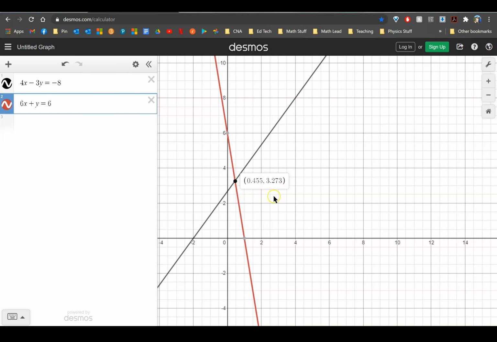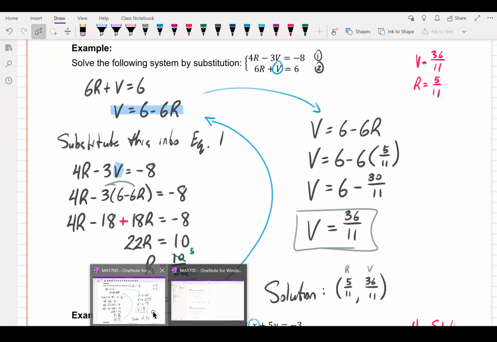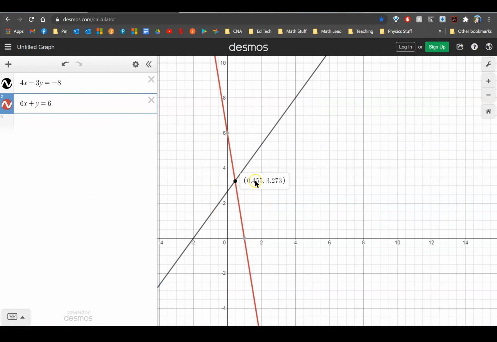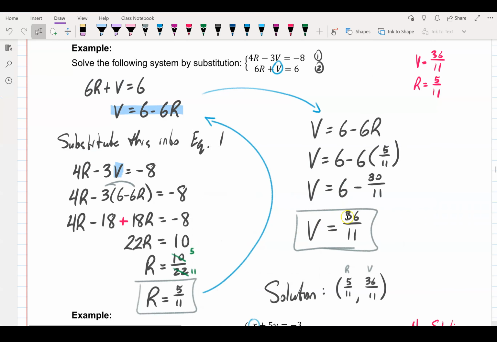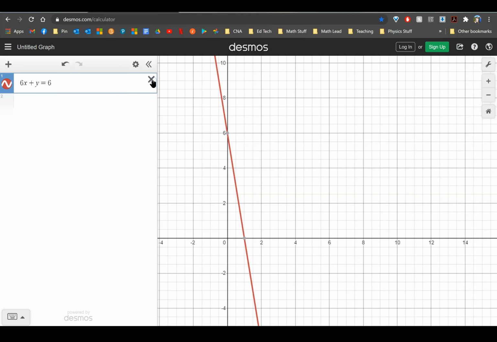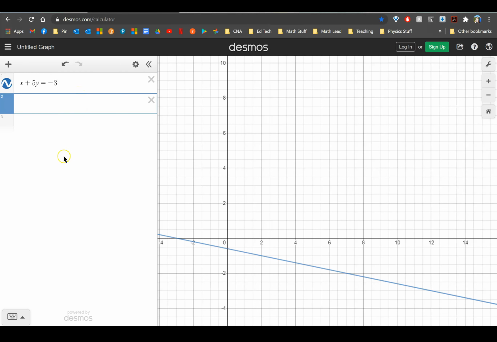0.455, 3.273. That is exactly what I said that we'd get for these two fractional answers. So Desmos deals in decimals, but that's our answer. 5 over 11 is 0.455, and 36 over 11 is 3.273. So we're good. The next solution, or at least lack of solution, let's do the second one. That was one of our lines, and the next line was 3x plus 15y equals 10.